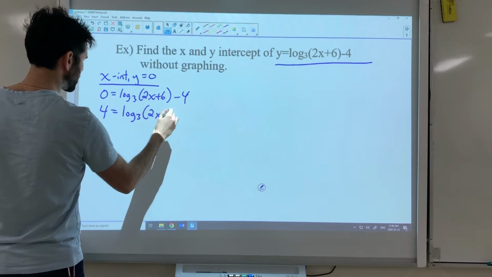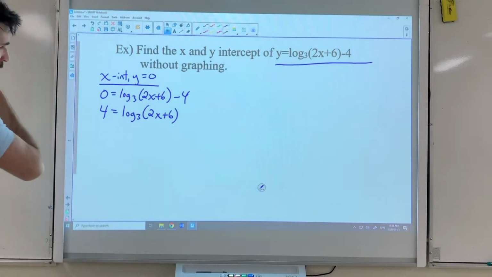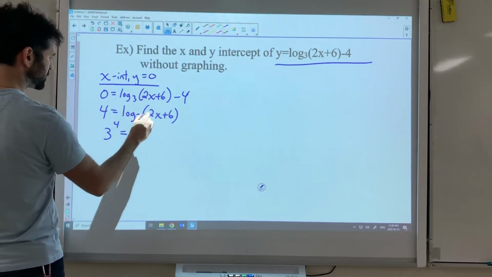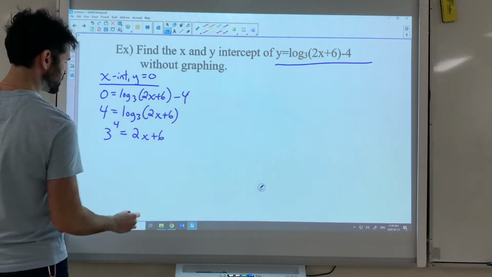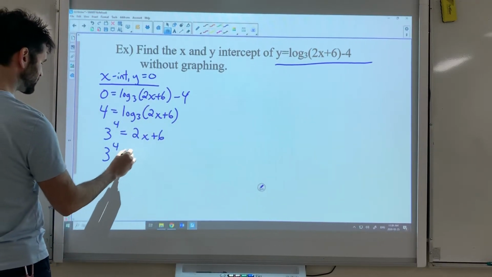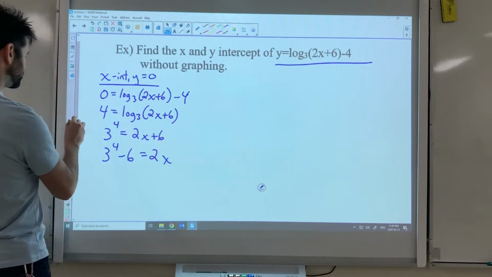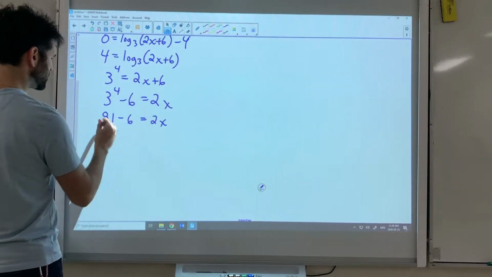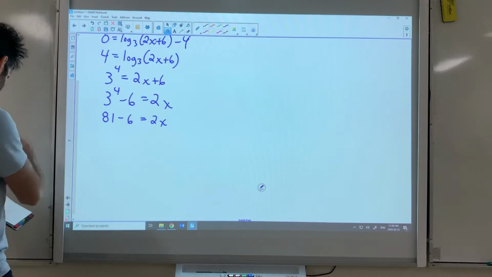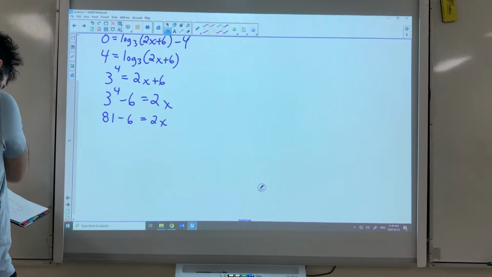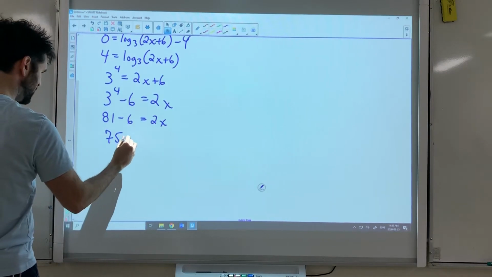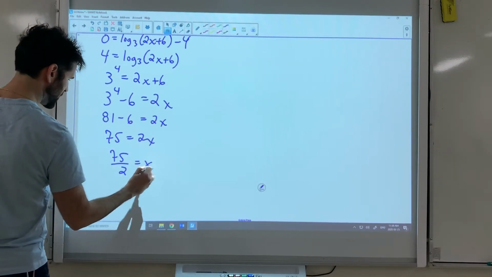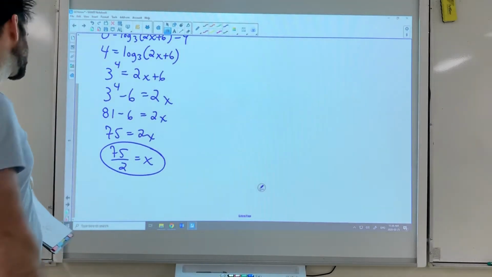We'll be doing more of this in the coming lessons. We're going to be solving log equations really soon. So now I can put it in exponential form. I can say 3 to the power of 4 has to equal the argument 2x plus 6. So now I can move the 6 over to this side. There we go. So 3 to the 4, I think, is 81. Subtract 6 equals 2x. So that is what? Oh boy. 76? 75, my bad. So you get 75 equals 2x. Divide both sides by 2. You get 75 over 2 equals x. And you got your x-intercept. Great. Okay? That's that one.